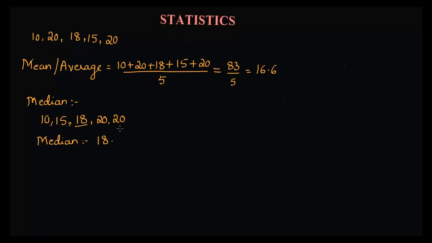But I'll give you one more example where you have an even number of data. You can observe here the number of data is given as 5. But if there is even number of data, let me just add one more number here, 18, 20, 20. Imagine there is one more number, let it be 25. Now how would you find the median?